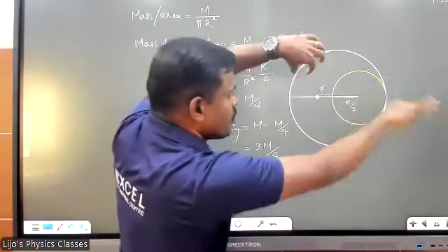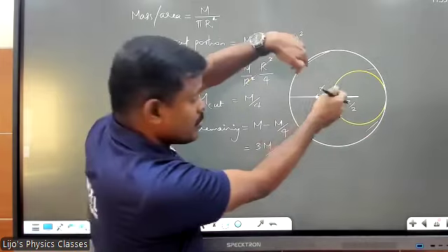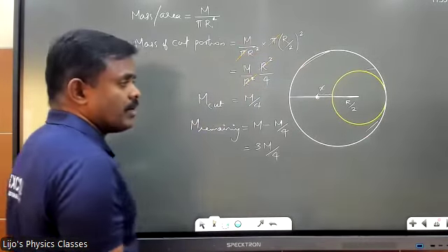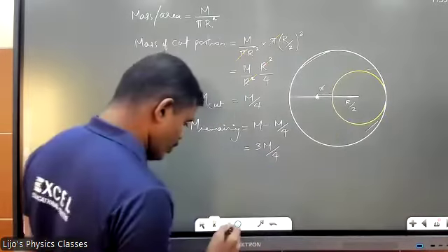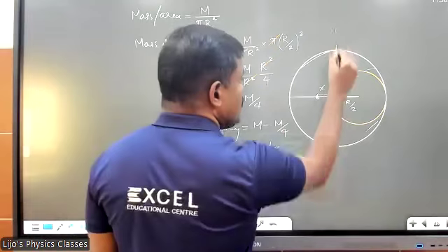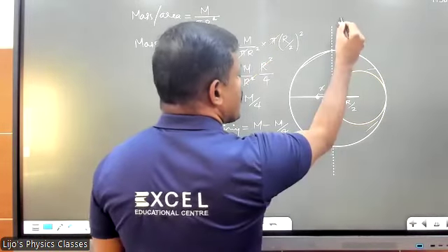Because when the portion is cut, the center of gravity will shift to the heavier part. So the mass is concentrated here. It's finished now. So how to take? This is the original center of gravity, about which the moments are balanced.